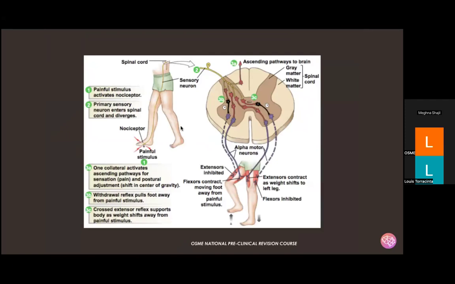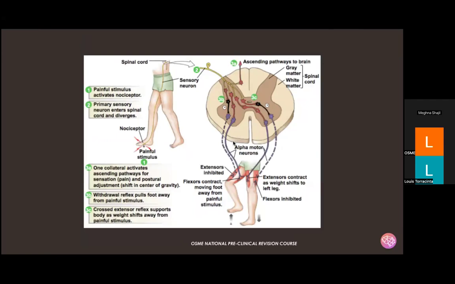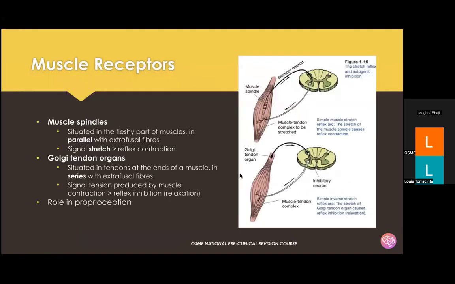So this is another example, just for your learning. Again, painful stimulus through the dorsal. You can have ascending pathways, so that's how you're going to feel your pain. But then the reflex arc is not going to use the brain at all, and you're going to have extensors that might be inhibited while the other one contracts. Okay, and those are alpha motor neurons that are doing that. Those efferents towards the muscles are alpha motor neurons.